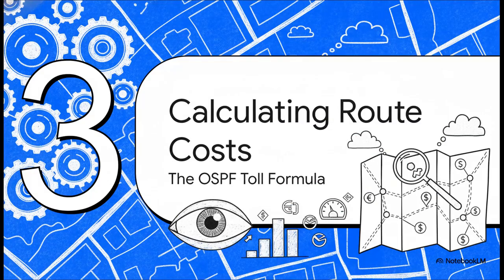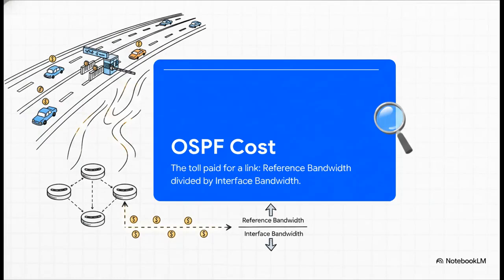Section 3. Calculating OSPF route costs. Okay, so we have our map, we've got our traffic reports. But how does a router look at this master map and actually score the roads to pick the so-called best path? This brings us to a huge concept, OSPF cost. Now, think of cost as a toll that you have to pay to use a specific link on our digital highway.